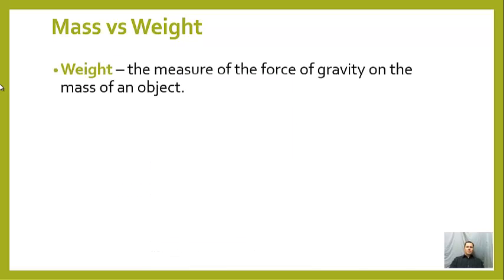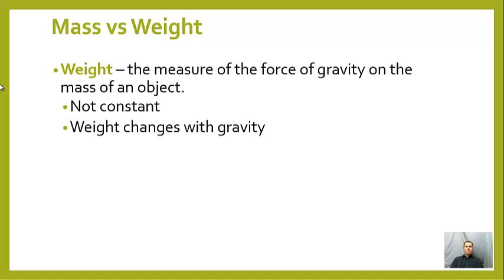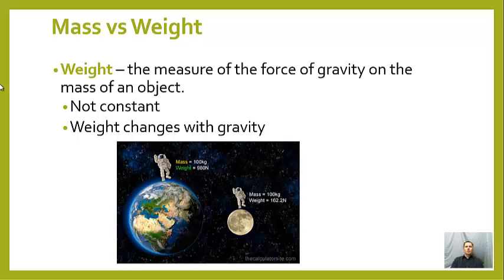So we can define weight simply as the measure of the force of gravity on an object. How much is that force of gravity pulling the object towards its center? And that's weight. Now, your weight will change based on where you're located. Mass will not. Mass is always constant. Weight changes. Okay? And weight, as I said, changes with the gravity. The farther away from the center of Earth you are, the less your gravity is. The closer you are, the greater it is.